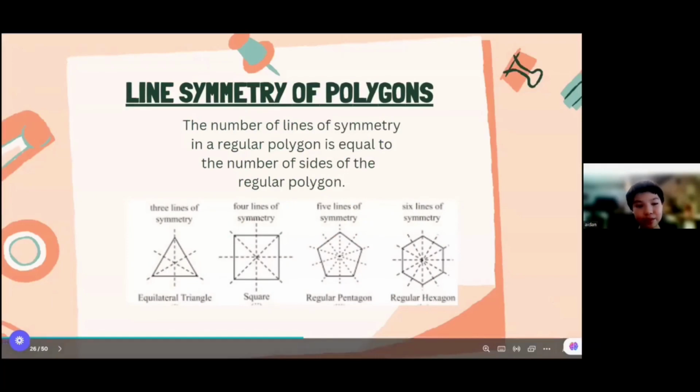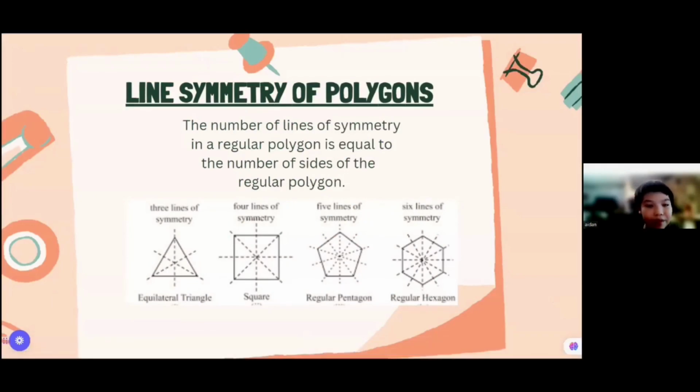These are line symmetry of polygons. The number of lines of symmetry in a regular polygon is equal to the number of sides of the regular polygon. So when someone asks how many lines of symmetry a square has, you say 4 because there are 4 sides. And if they ask about a pentagon, then it's 5 lines of symmetry because there are 5 sides.